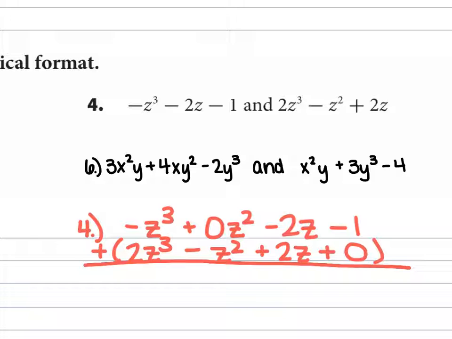So when you go to add these up vertically, you have that negative z cubed plus the 2z cubed, which is just your z cubed. The 0z squared minus z squared is minus z squared.